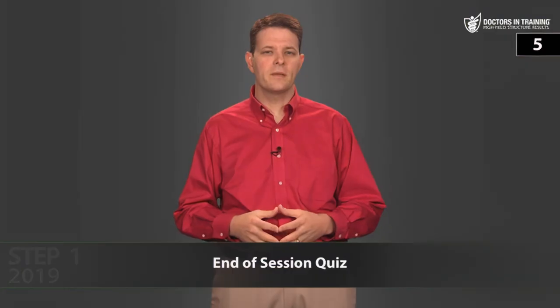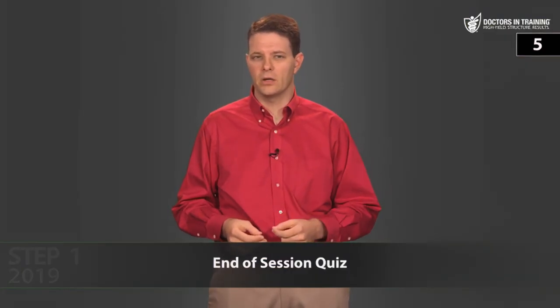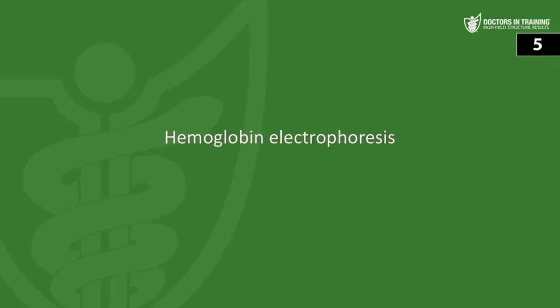First question, what test can be used to diagnose beta thalassemia minor? We're going to do a hemoglobin electrophoresis to look for higher than normal levels of hemoglobin A2.